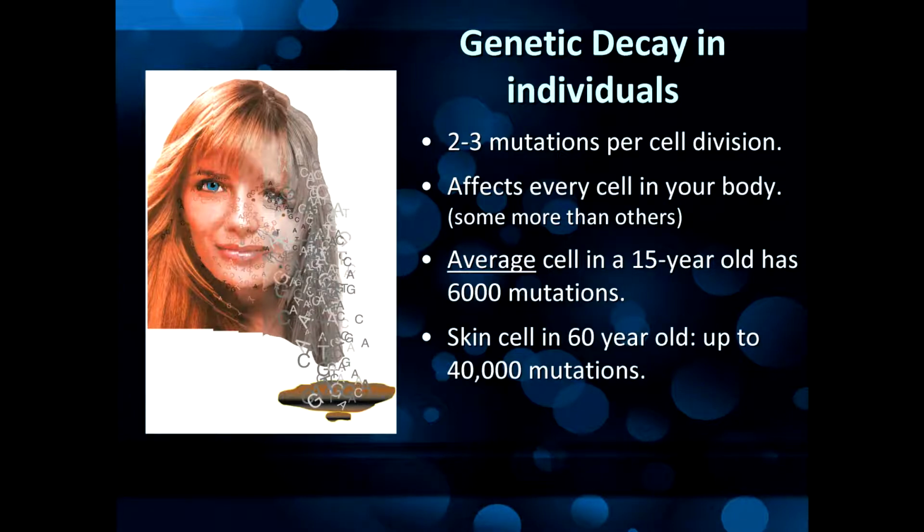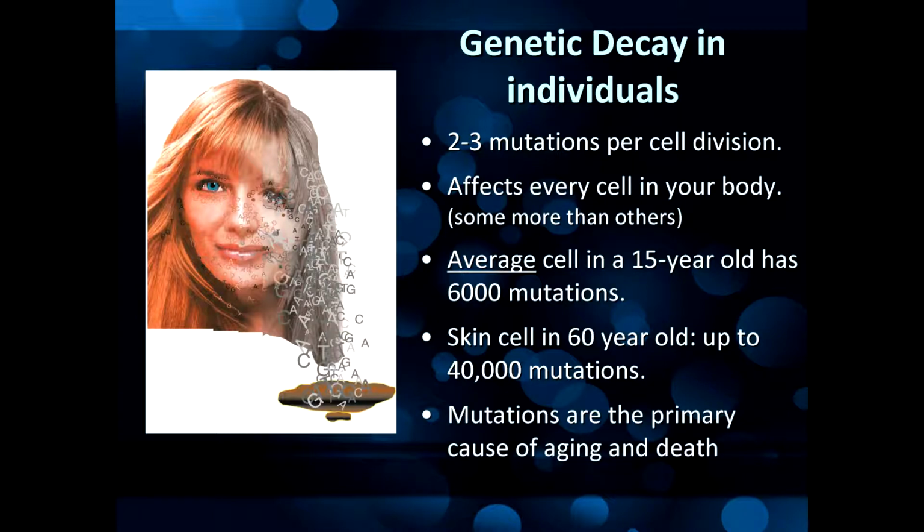It gets worse. A skin cell in a 60-year-old has up to 40,000 mutations. Right. Is there any wonder why your skin gets wrinkly after a while? Mutations are the primary cause of aging and death. Right. So if you don't get shot, you don't get hit by a bus, you don't have some violent end to your life, sooner or later, your body degenerates and you die because of mutations individually. Yes. That is sort of like cutting edge science in genetics. All of this is fairly recently discovered in genetics.